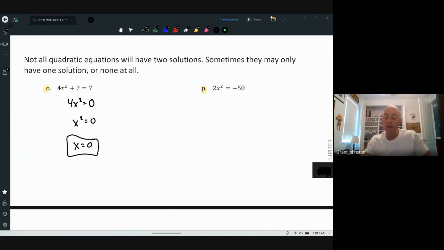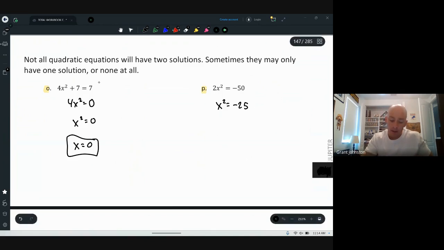Sometimes that'll happen. P is a little unique. When you divide by 2, we'll have x squared equals negative 25. Well, nothing squared equals negative 25. If it was positive 25, sure. 5 to the second power, 5 times 5 is 25. And negative 5 times negative 5 is positive 25. But nothing squared is negative 25, right?